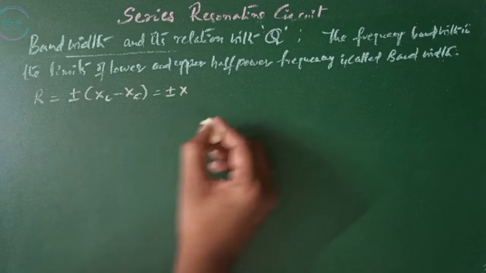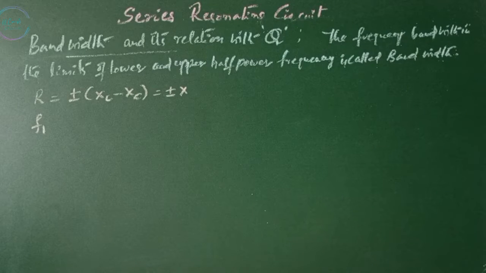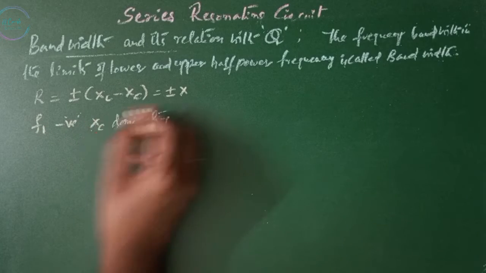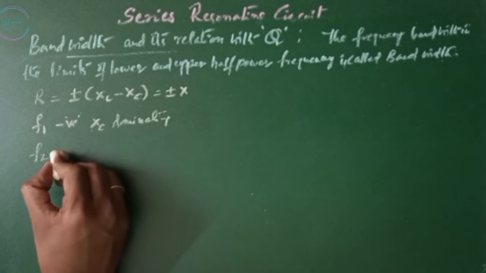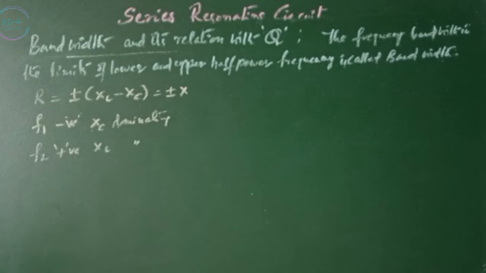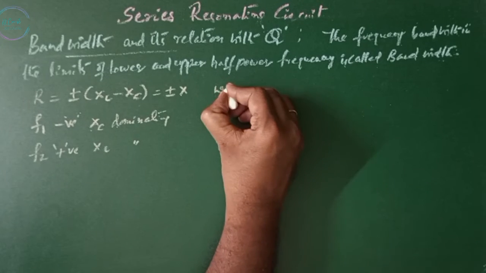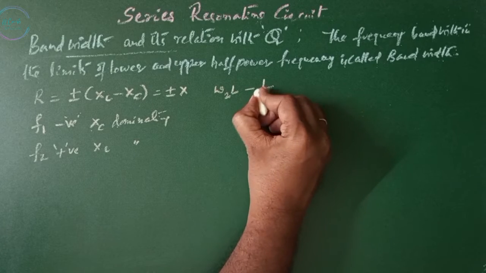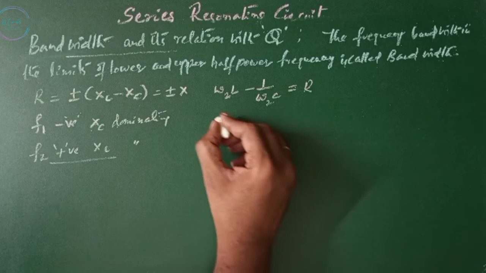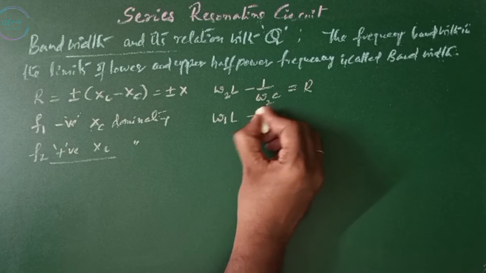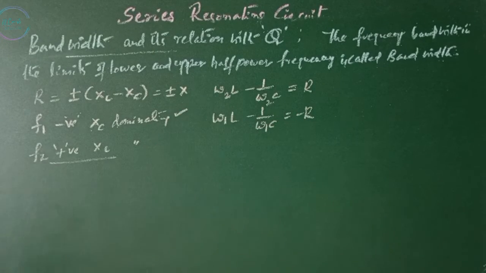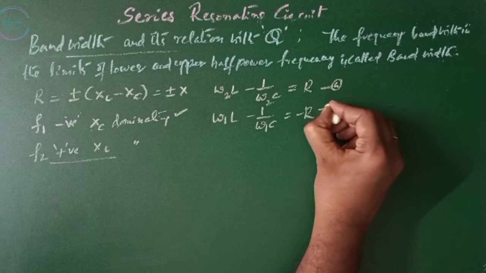At the F1 frequency, the lower half power frequency, the net circuit reactance is negative since XC is dominating. And at F2, the upper half power frequency, the net circuit reactance is positive where XL is dominating. This can be represented as omega 2 L minus 1 by omega 2 C equals R from this statement, and omega 1 L minus 1 by omega 1 C equals minus R from this statement. These are equations A and B.